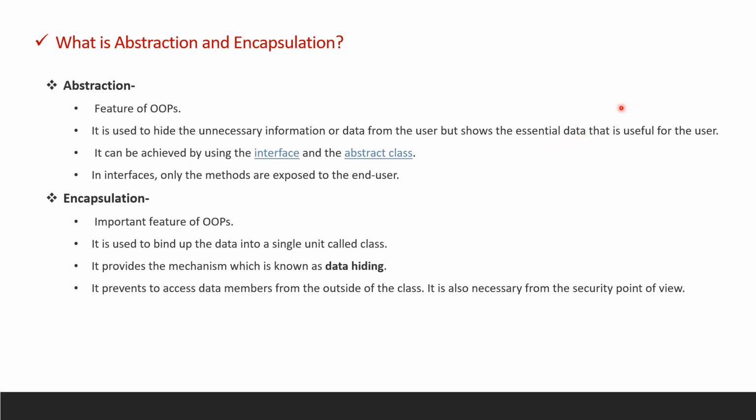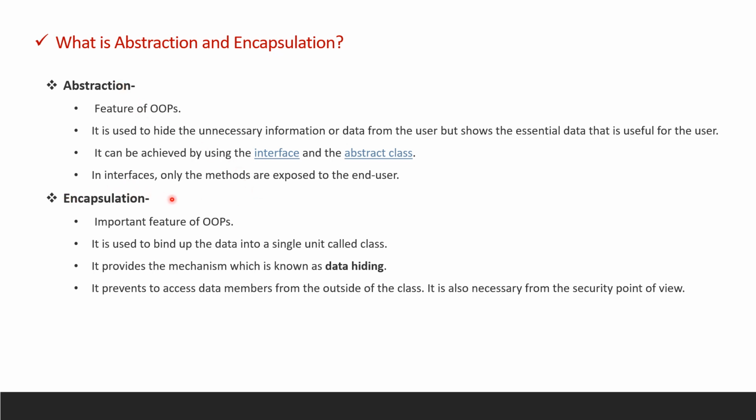It shows only the essential data that is useful for the user, and it can be achieved by using the interface and abstract class, because in interfaces we only declare the methods. Only the methods are exposed to the end user, and the implementation classes will be different. In this way, by using the interface and abstract class, we can achieve abstraction in Java.